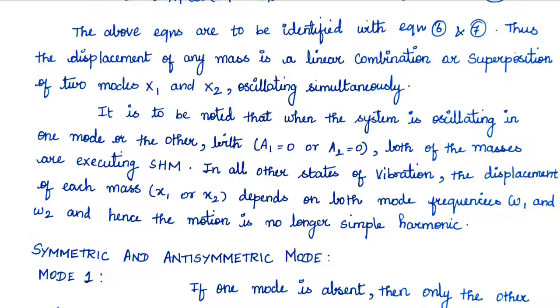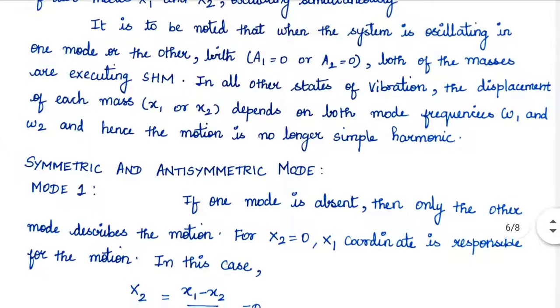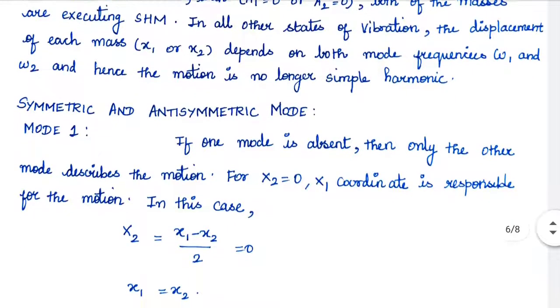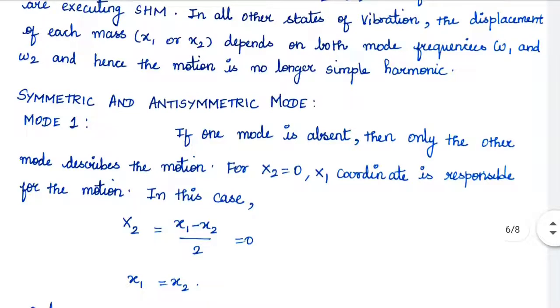And again, it is to be noted here, if the system is oscillating in one mode or the other, that means if A1 is equal to 0 or A2 is equal to 0, both the masses execute simple harmonic motion. In all other states of vibration, the displacement of each mass, x1 or x2, depends on both mode frequencies, omega 1 and omega 2, and the oscillation will no longer be a simple harmonic one.